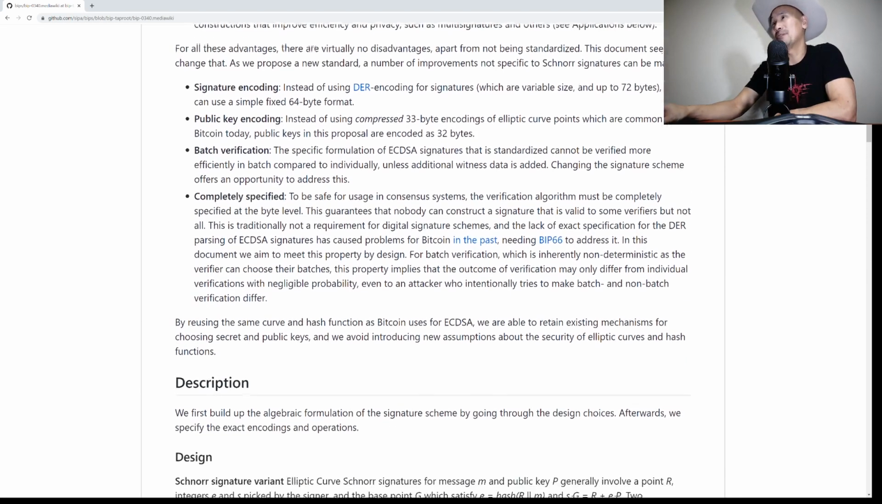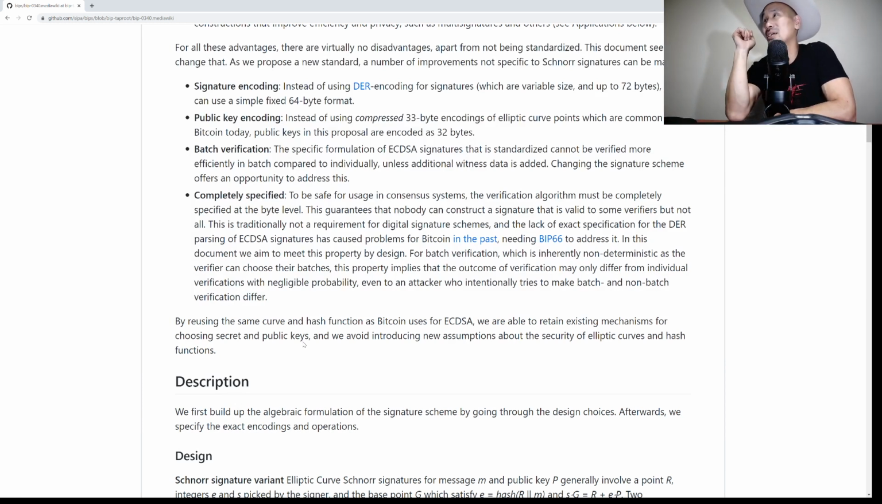Batch verification. The specific formula of ECDSA signatures that is standardized cannot be verified more efficiently in batch compared to individually unless additional witness data is added. Changing the signature scheme offers an opportunity to address this. So there's a way to do batch verification that you can do with Schnorr that takes the CPU usage down even further. With ECDSA, what you have to do is verify each signature individually. With Schnorr, you can use certain mathematical tricks to verify a batch of them at the same time, and that's a really, really useful thing.